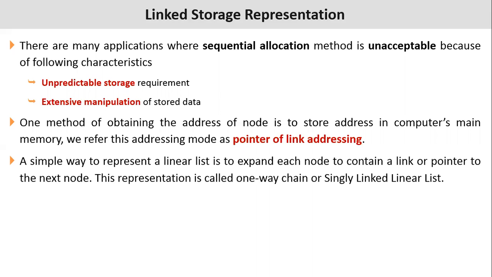A simple way to represent a linear list is to extend each node to contain a link or pointer to the next node. This representation is called a one-way chain or singly linked list, a singly linked linear list.